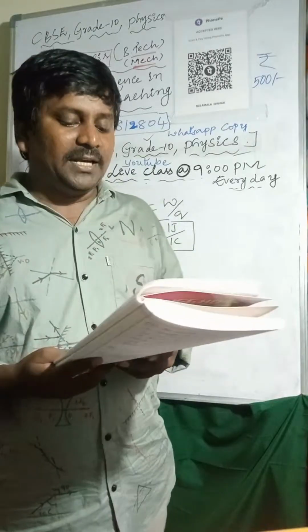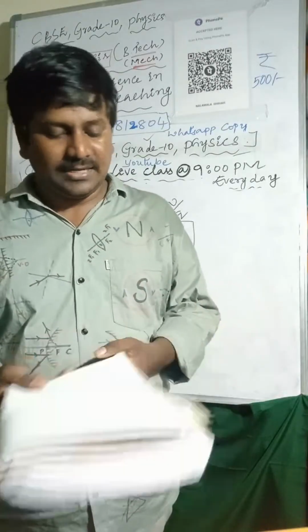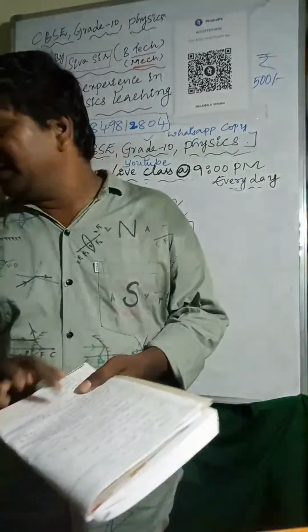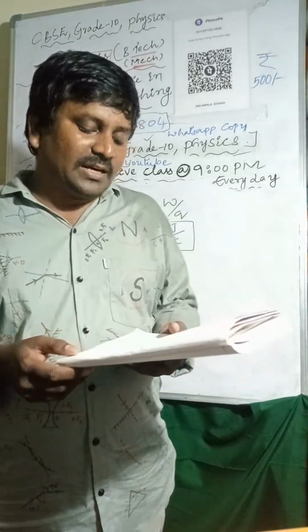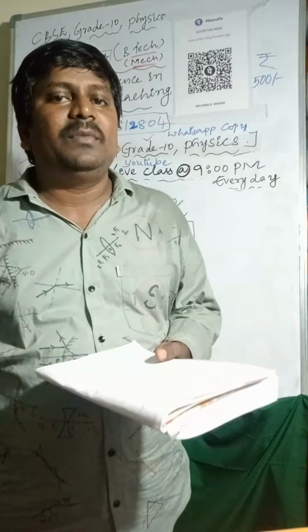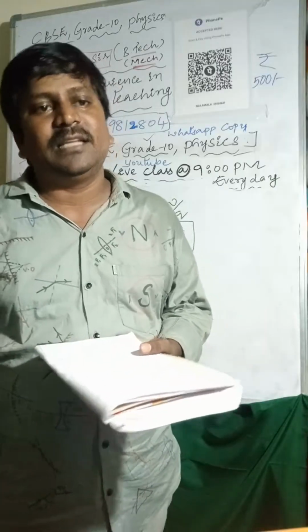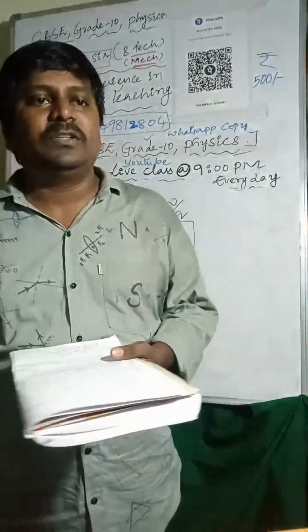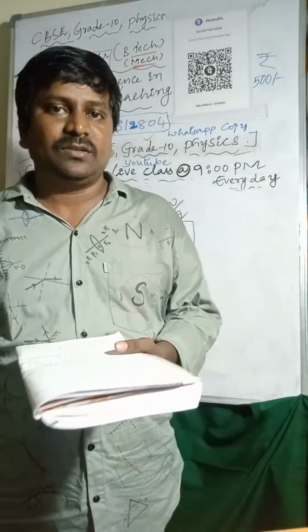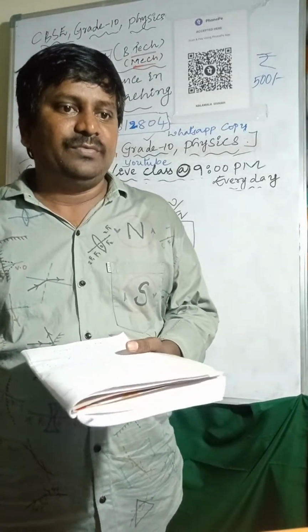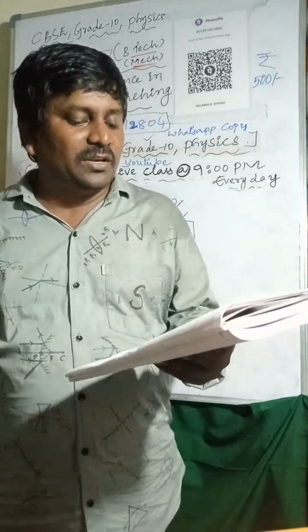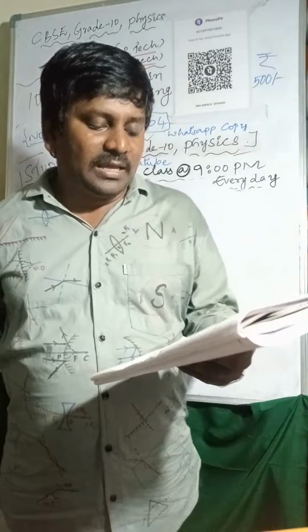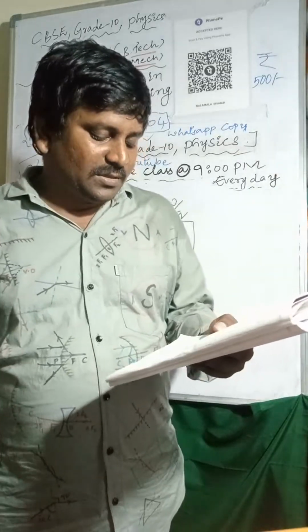So what is meant by resistance of a conductor? This point is very important. Resistance of the conductor is nothing but the phenomenon of opposing the electric current in the circuit. The phenomenon of opposing the electric current is called resistance. The SI unit of resistance is ohm.